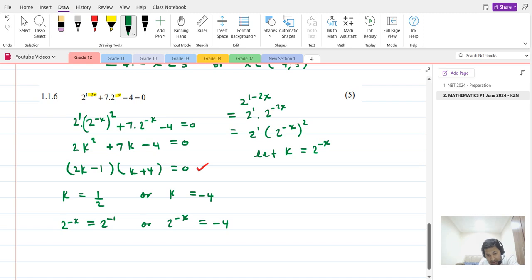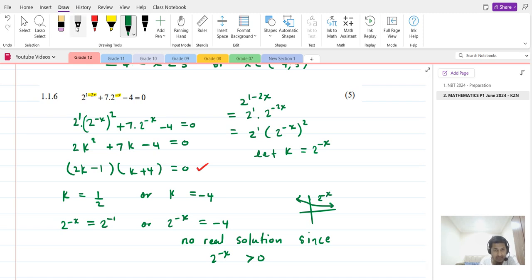But now you're going to write no real solution here, since 2 to the power negative x is always positive. How do we know that? Because of the exponential function. Can you see? It can't be negative 4. It's above 0. So this is the 2 to the power negative x graph.